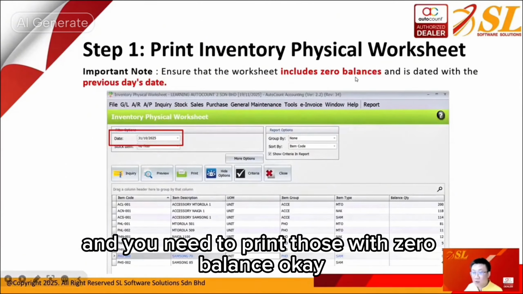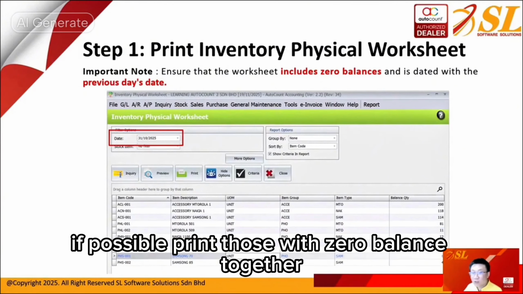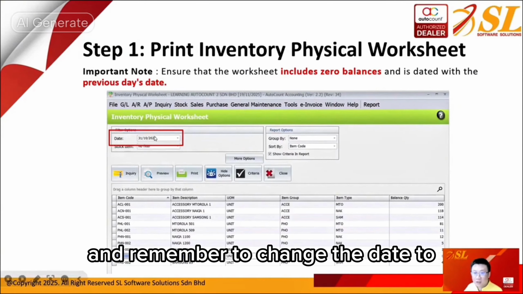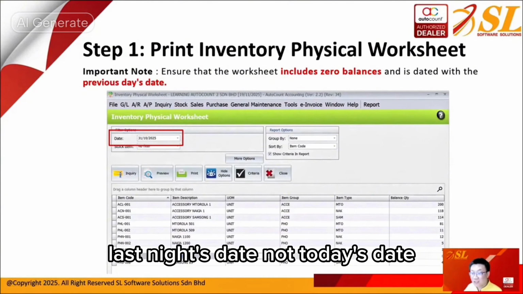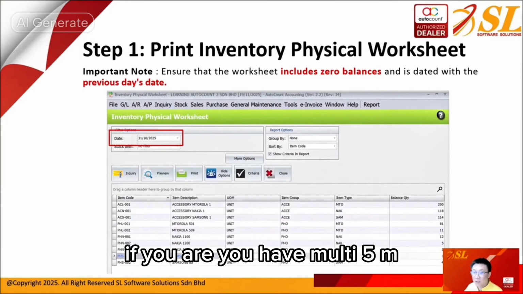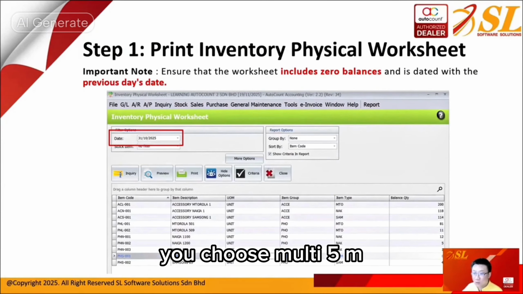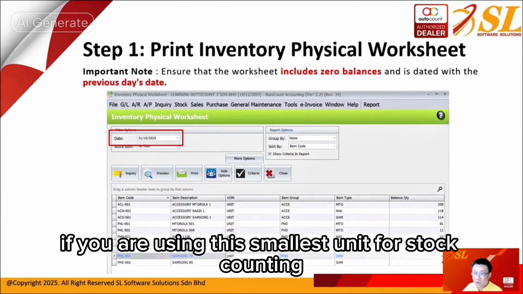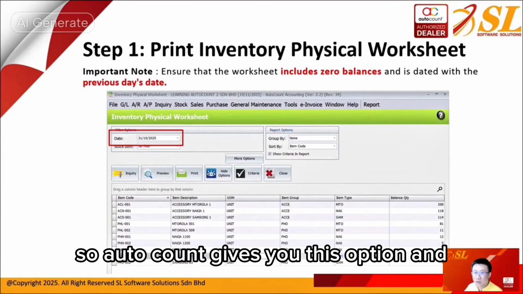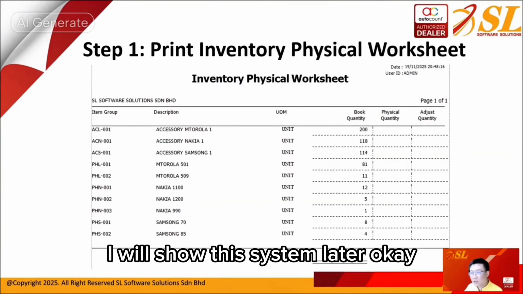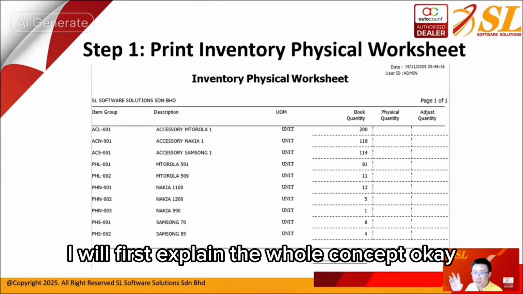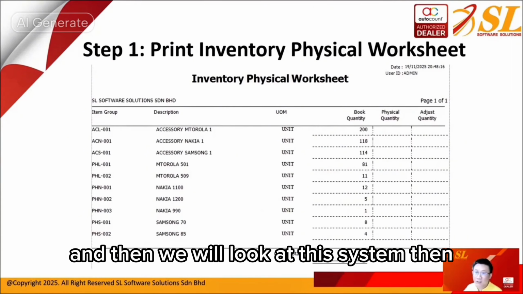and you need to print those with zero balance, okay? If possible, print those with zero balance together, and remember to change the date to yesterday, last night's date, not today's date. If you have multi-UOM and you want to use multi-UOM for stock counting, you choose multi-UOM. If you are using the smallest unit for stock counting, then use the smallest unit. AutoCount gives you this option, and I will show the system later, okay? I will first explain the whole concept, and then we will look at the system.